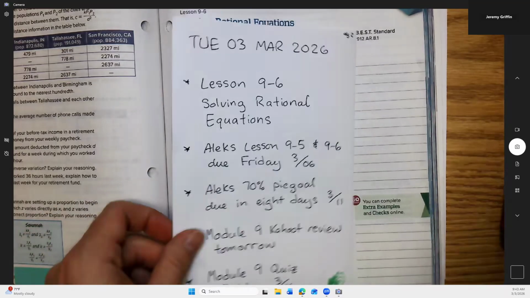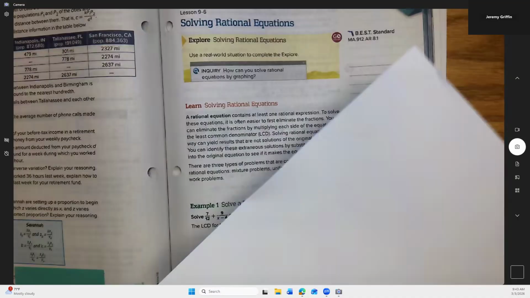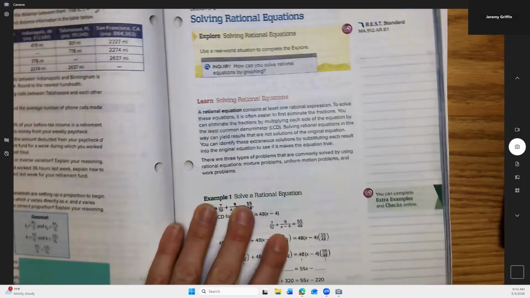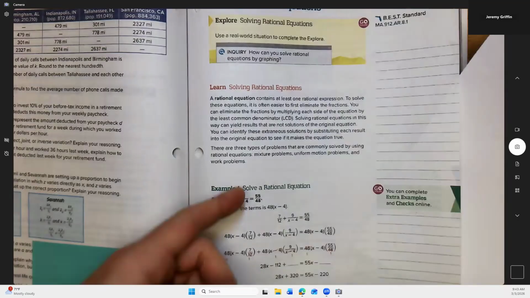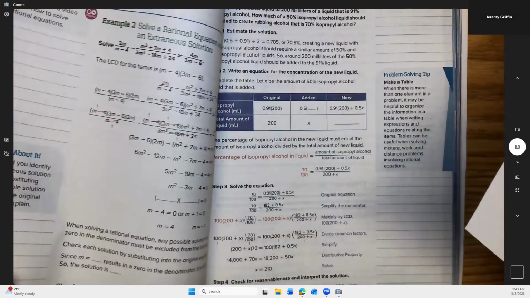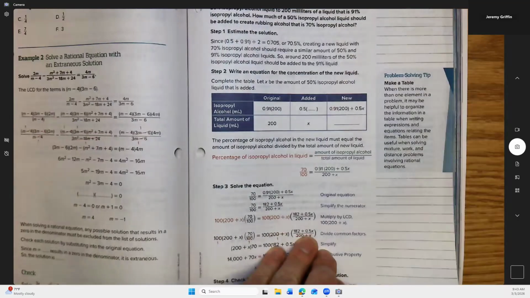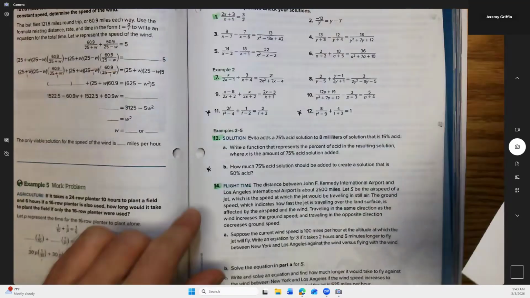Solving rational equations. It looks like basically solving equations, but they did have some that are maybe a little trickier, or some interesting situations that I want to go over with you. They've got mixture problems. They've got working in parallel questions. Let me flip through, and there's a few I want to do with you.